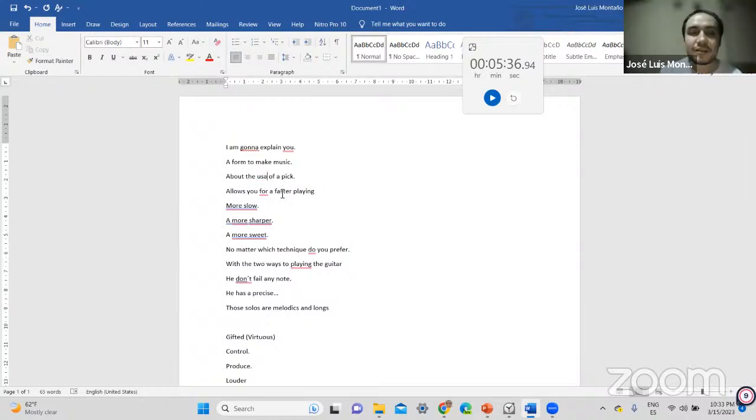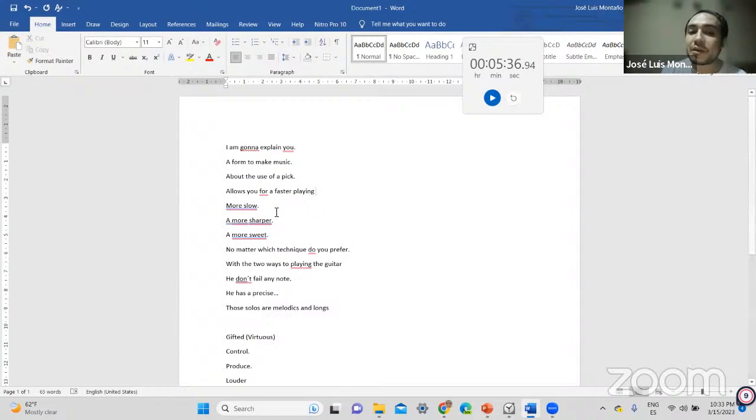Good, exactly. Now I'm going to delete that one. "Allows you for a faster playing," it's good, but it's better if you say "allows you to play faster." Let's also repeat, please. Allows you to play faster.